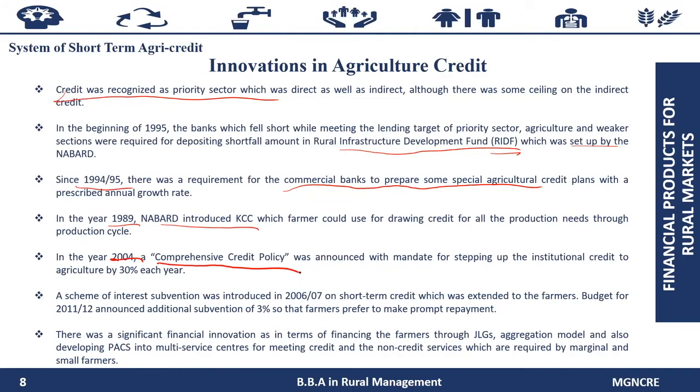Then the scheme of interest subvention was introduced in 2006-7 on short-term credit. Then lastly, a financial innovation for farmers through JLGs.